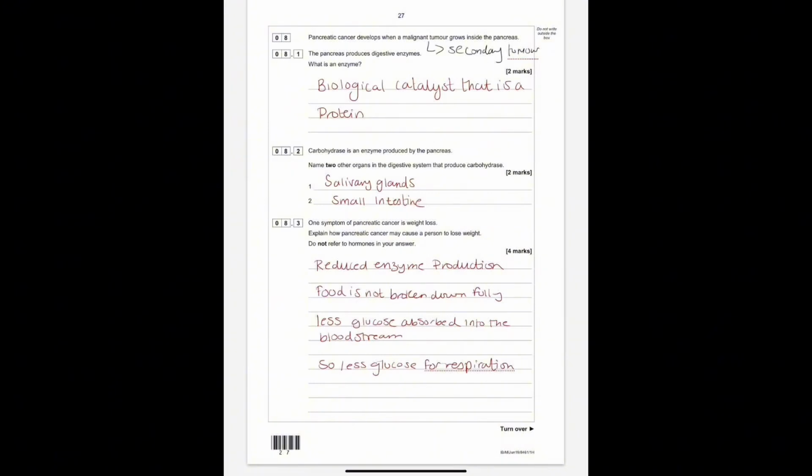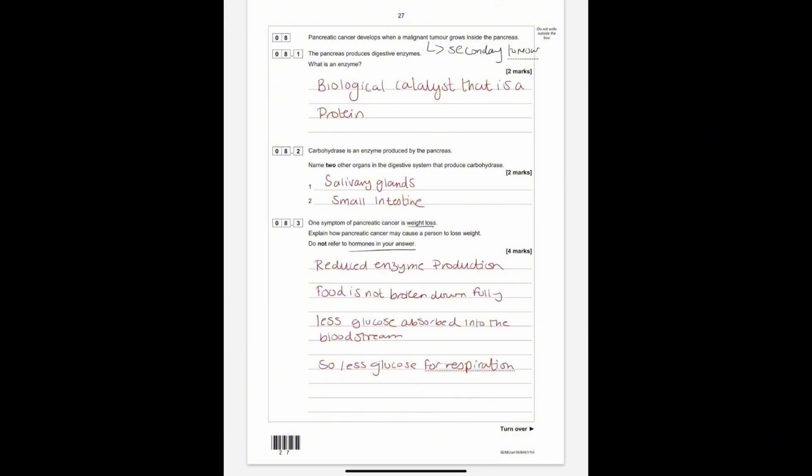Okay. And then 8.3. One symptom of pancreatic cancer is weight loss. Explain how pancreatic cancer may cause a person to lose weight. Do not refer to hormones in your answer. So please do not write about hormones in your answer.